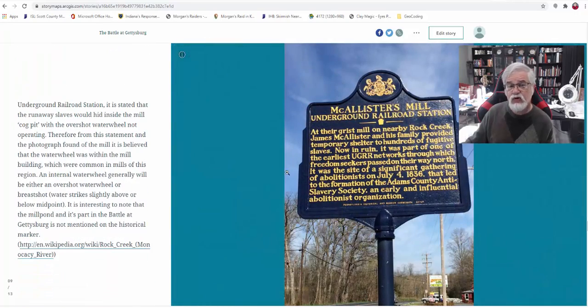There is a historical marker located near where we believe the mill was located, but not about its role in the Gettysburg battle, but instead it was an Underground Railroad station. The family was a group of abolitionists, and they did harbor slaves that were running away from the southern states, probably in the internal water wheel pit, as noted here on this historical marker, which has fairly recently been established.